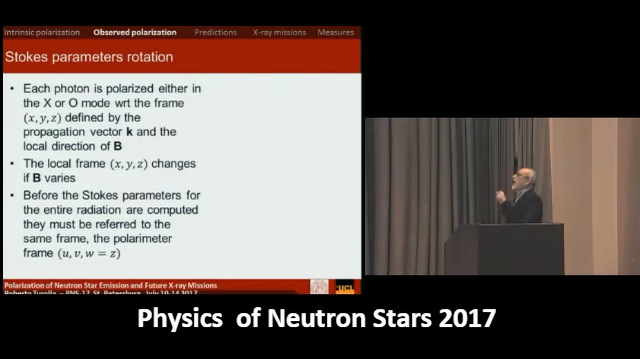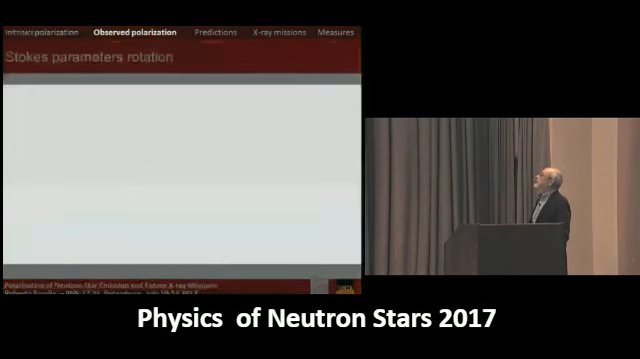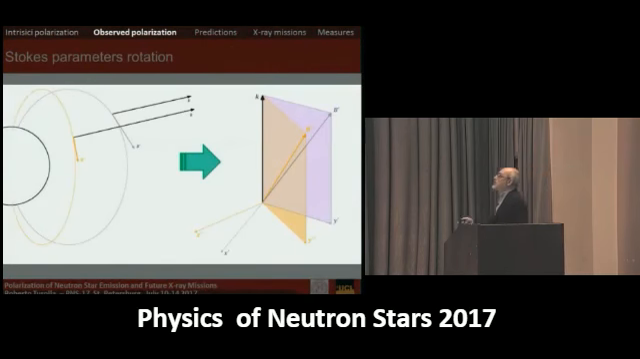So before one can add the Stokes parameters of the single photons to compute the polarization properties of the entire radiation, there is a very important operation that needs to be performed. One must rotate the Stokes parameters to bring them in the same reference frame, which is the polarimeter frame, defined by three axes, U, V, and W, where W is in the direction of the line of sight. Here is a cartoon which shows you through this drawing what I said before.